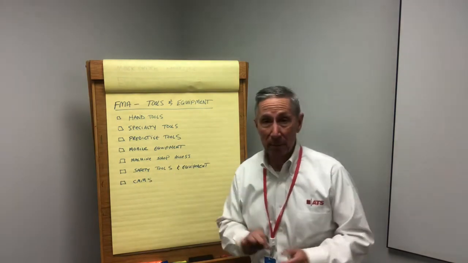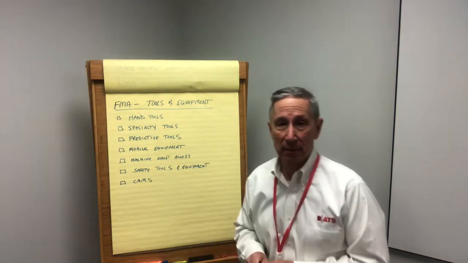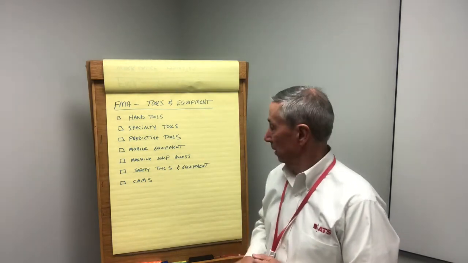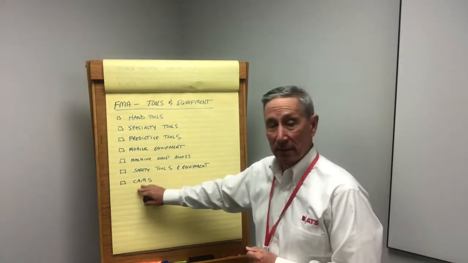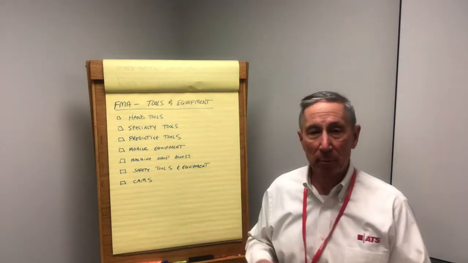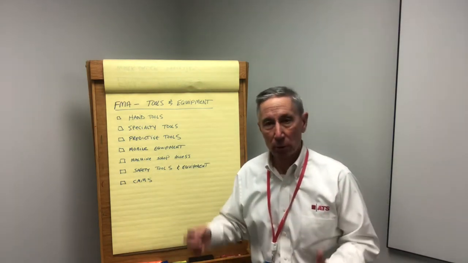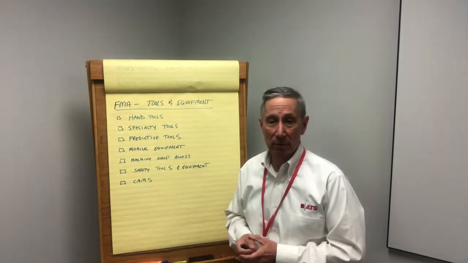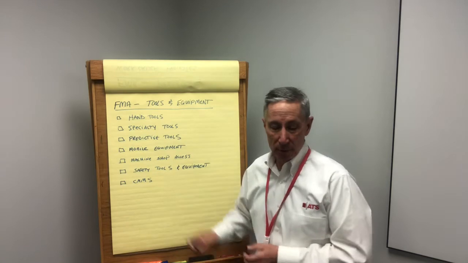Safety tools and equipment, very important. We talked about some of that in the safety category, and it's real important. And then lastly, the computerized maintenance management system, the CMMS. Paramount to opening and closing work orders, managing processes, and collecting data to drive continuous improvement. Just a few of the things that we look at.